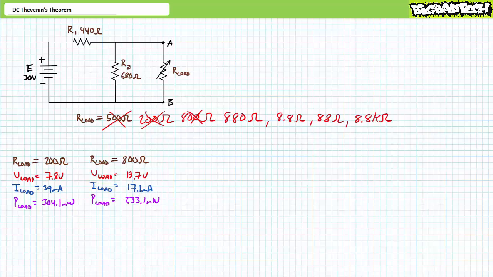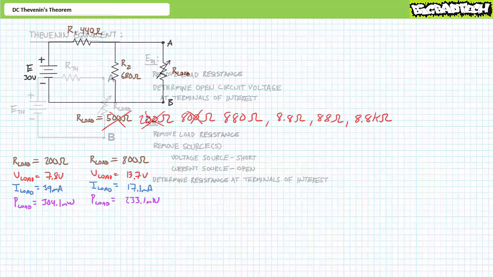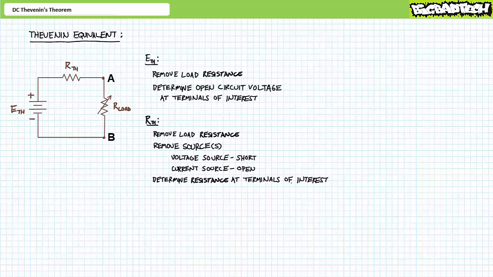I'll wait for you a long time. Do you see the point I'm driving at? Every time R load changes, you change the whole circuit, and it necessitates another complete series parallel circuit analysis. This is a serious drag, and there has got to be a better way. The better way is with Thevenin's theorem.